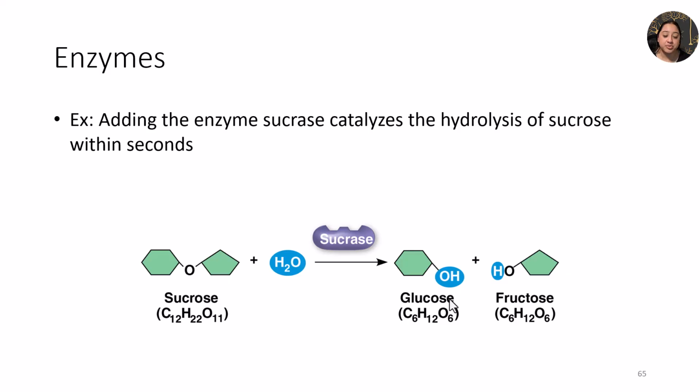In the example of sucrose hydrolysis, there's an enzyme called sucrase that breaks down sucrose into glucose and fructose and helps it happen within seconds. So it really helps reactions happen faster.